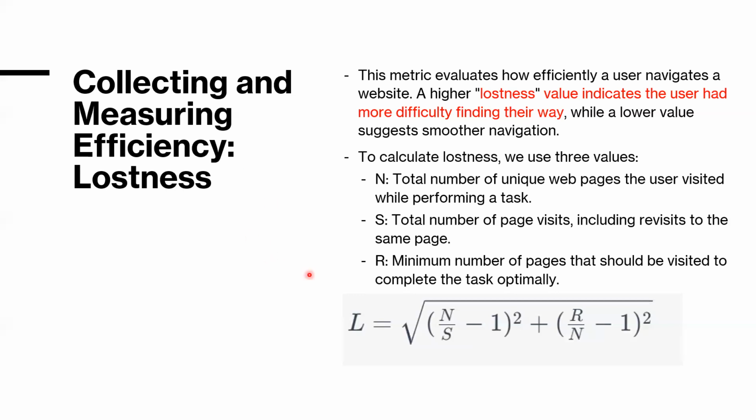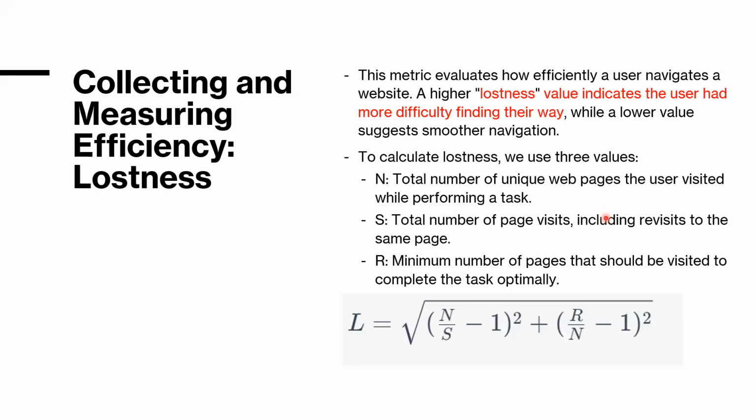So the lostness formula is given here. N equals the total number of unique pages. It must be unique, right? To be able to accomplish one task, what pages does the user have to go through, for example, 5. This is a unit, right? But S basically means the total number of page visits, including revisits to the same page, right?